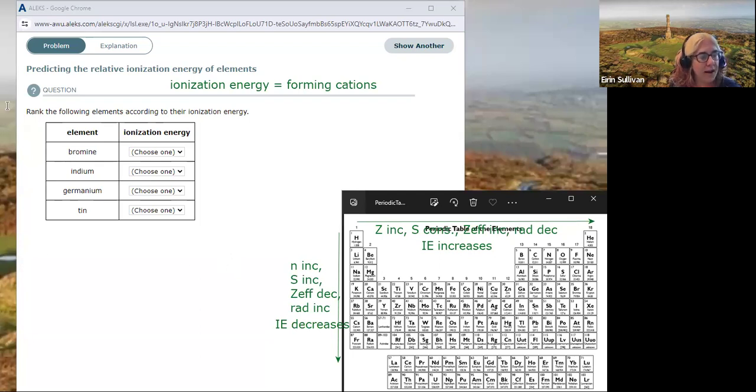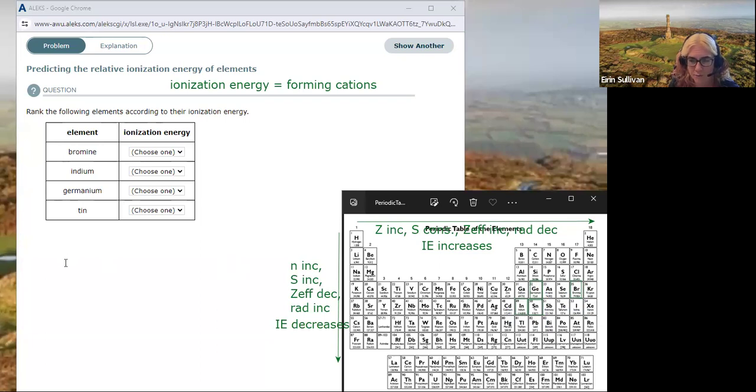Okay, so we're asked to rank the elements in terms of their ionization energy. So let's find them on the periodic table. So we've got bromine, and we've got indium, and we've got germanium, and we've got tin. Okay, so let's do some relative ordering. Whenever you've got things in different groups and periods, just pick 2 that you can compare and start from there. So I'm going to pick indium and tin because they are in the same period.